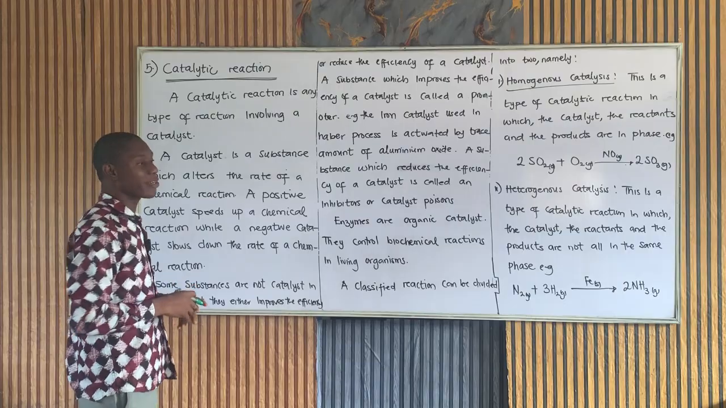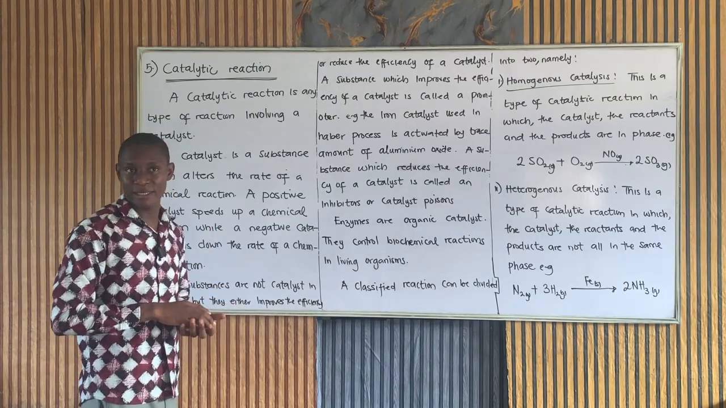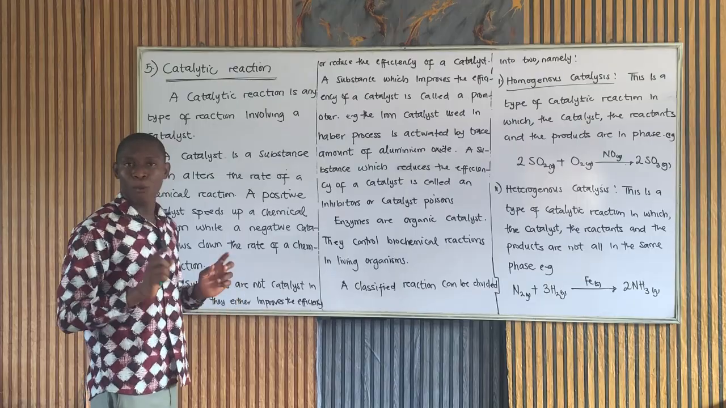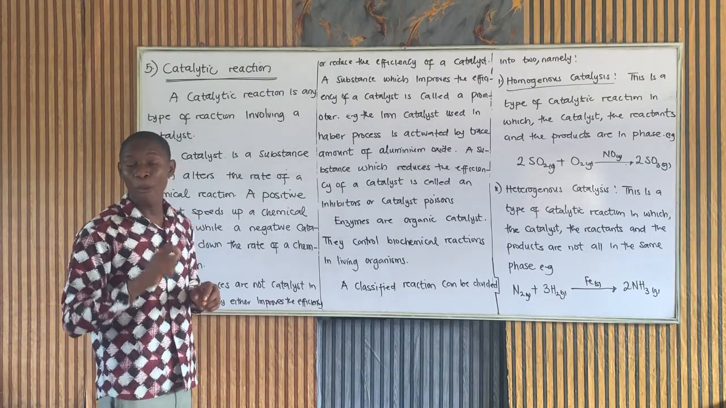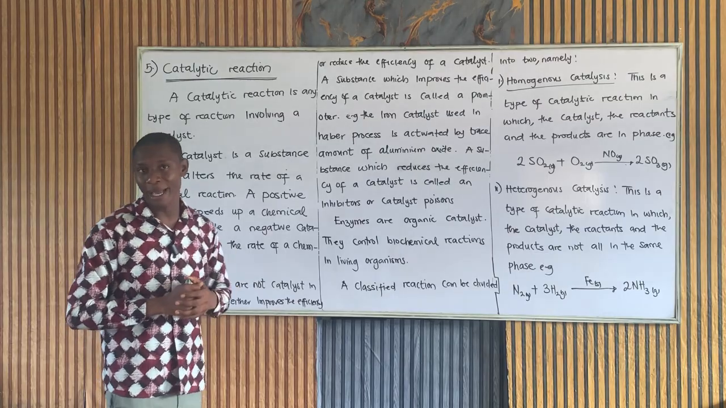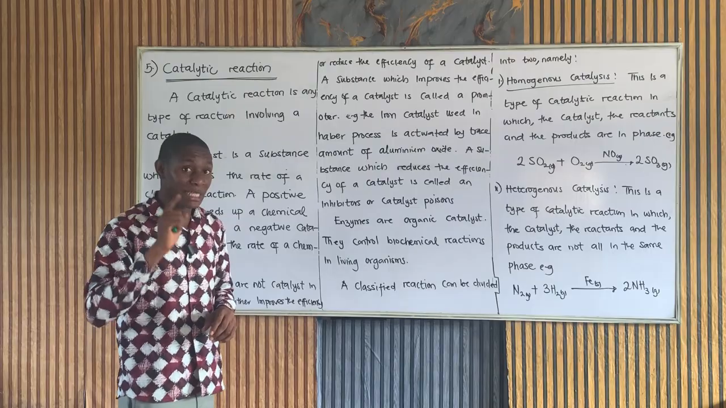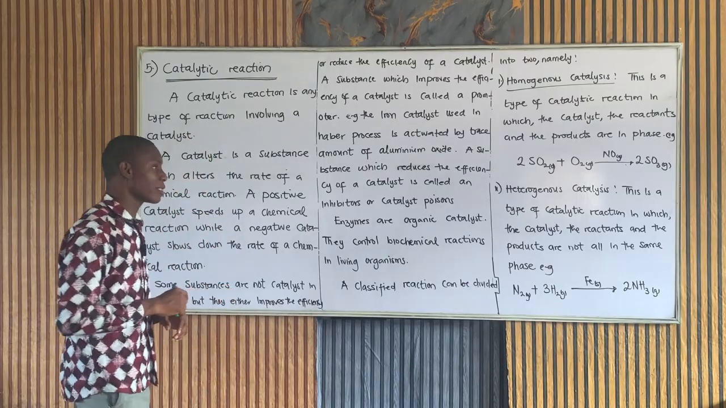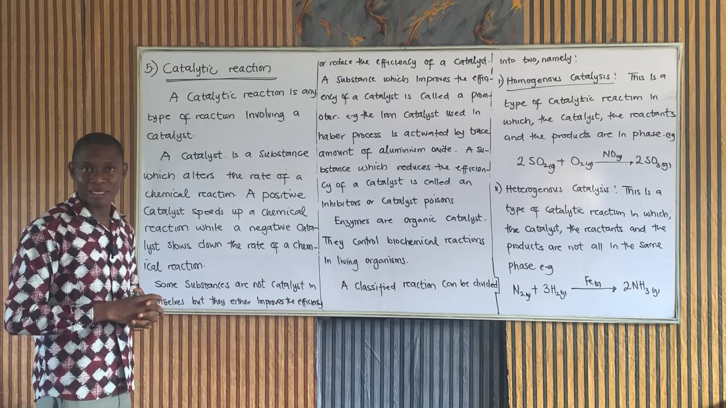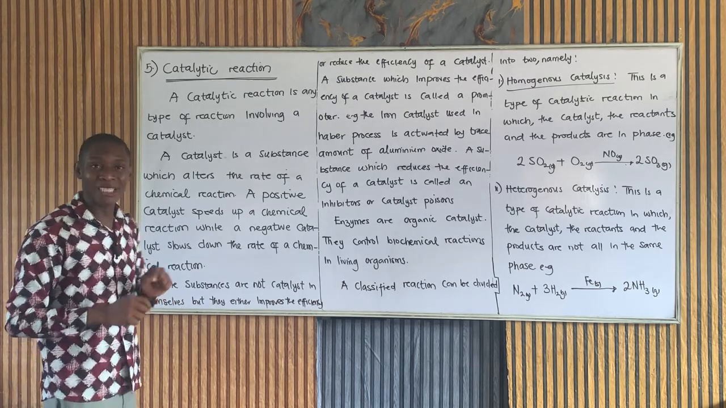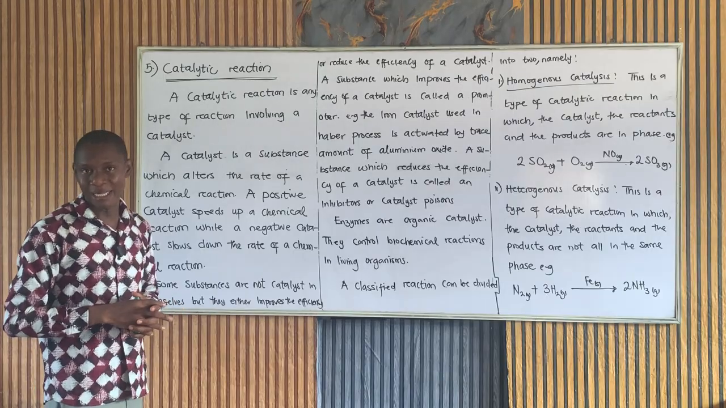A catalytic reaction is any reaction which involves a catalyst. Now, what is a catalyst? A catalyst is a substance which alters the rate of a chemical reaction. Understand that a catalyst that speeds up the rate of a chemical reaction is known as a positive catalyst, while a catalyst that slows down the rate of a chemical reaction is known as a negative catalyst.